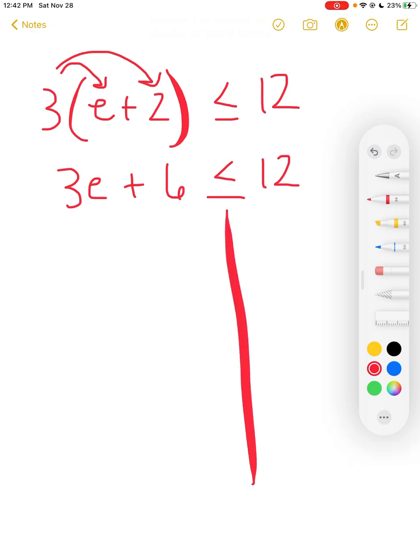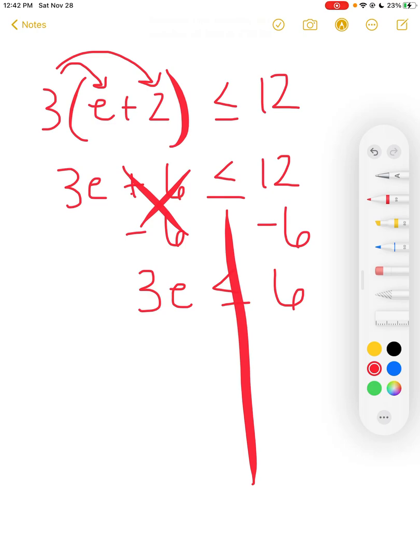Now it's a 2-step inequality. We start with the side that has the variable and move the piece that's furthest from the variable on that side. Plus 6 is what it looks like I'm trying to get rid of. To remove a plus 6, we're going to subtract 6 from both sides. That cancels out my 6's on the left. We're left with 3e is less than or equal to 6. Since it's 3 times e on the left, to get rid of that 3, we're going to divide by 3. That gives us e is less than or equal to 2.